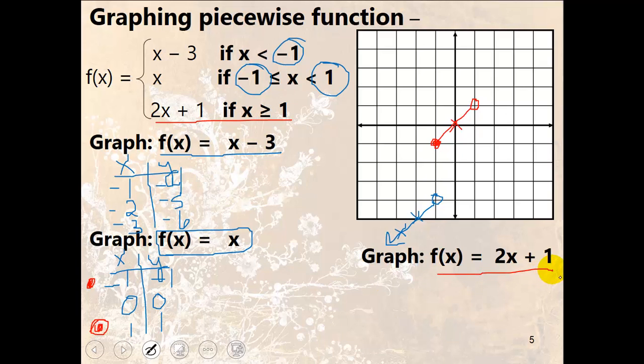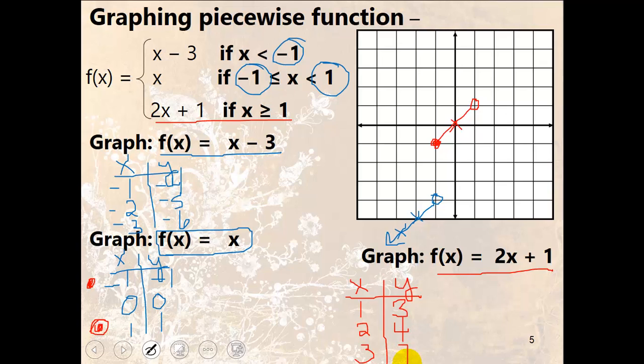Well, I get to plug in ones that are greater than 1, and I always have to start with my critical value. So I'm going to start with 1, and then I'm going to do 2 and 3 and see what I get. So if I plug in a 1, that's 3. If I plug in a 2, that's 4. If I plug in a 3, that's 7. Okay?